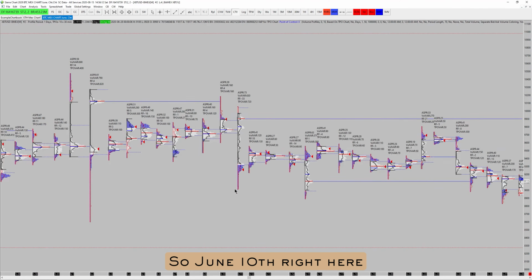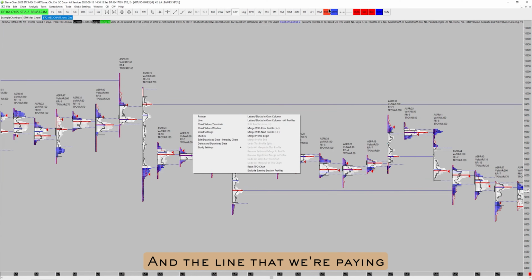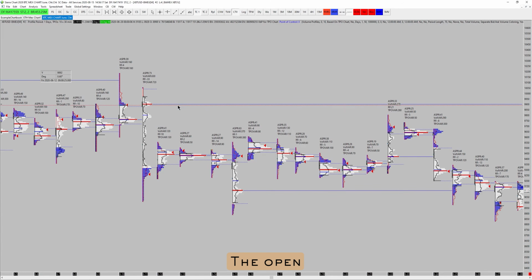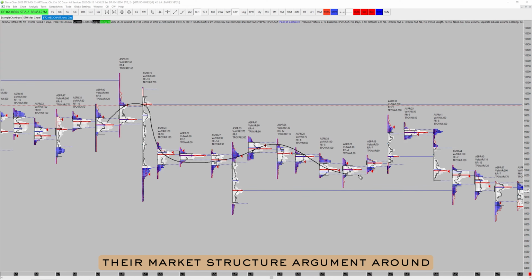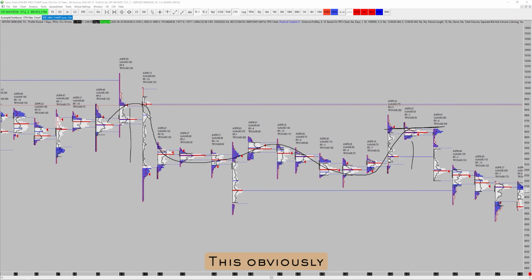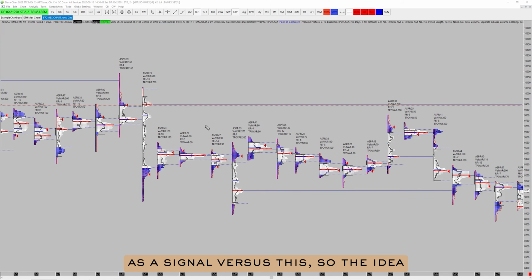So June 10th, right here. And the line that we're paying attention to is the close, because this is the swing high. This is what a lot of people were basing their market structure argument around. I started looking for signs of strength above this high. These being two swing points within market structure. This obviously shows more signs of strength if we're above it, but you need to take over this level before you take that one. So any kind of aggressive behavior might be using this as a signal versus this. So the idea is this is a key contextual level within market structure. A lot of eyes on this chart. This is a level we're going to be paying attention to if we get a close through that level.